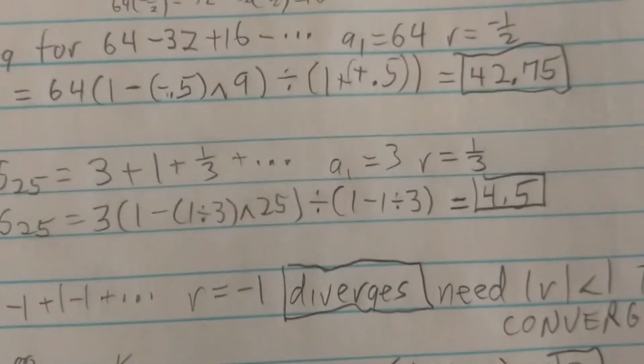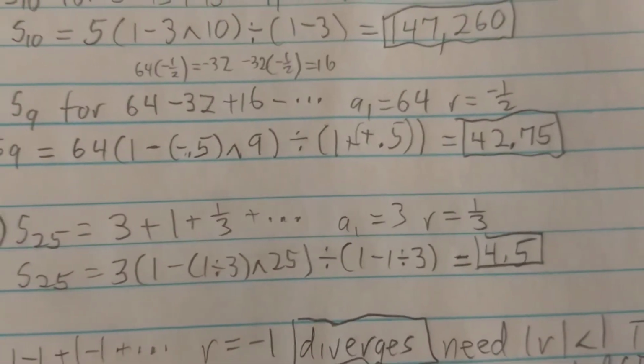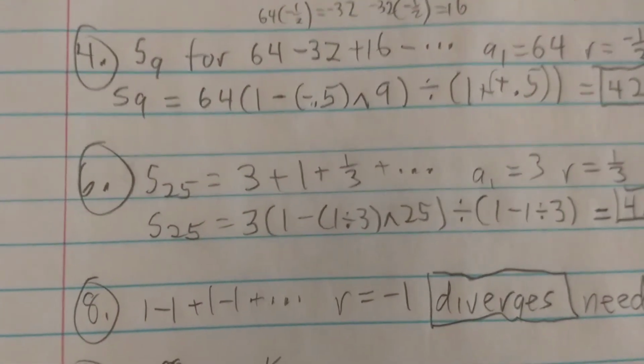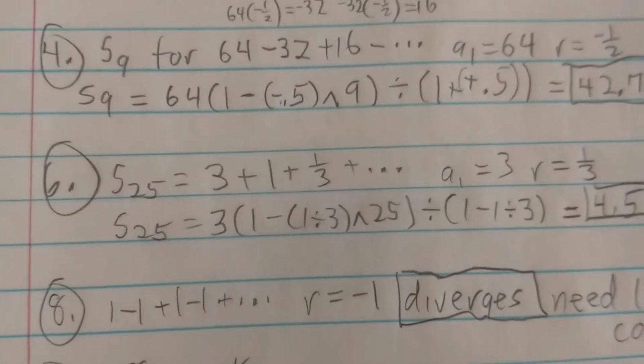And now make sure you can get this to come out to 42.75. It has to be exactly like it's shown, typed into the calculator.